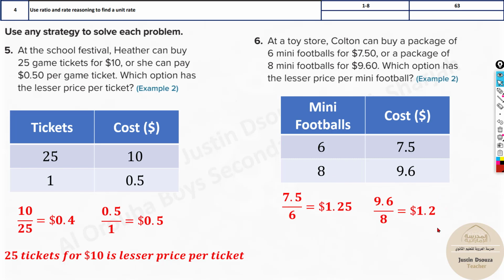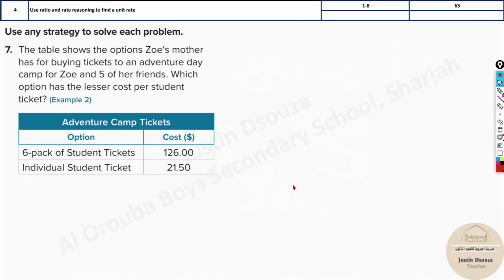So if you buy 8 mini footballs for $9.6, you will save money because it's the lesser price. 8 mini footballs.